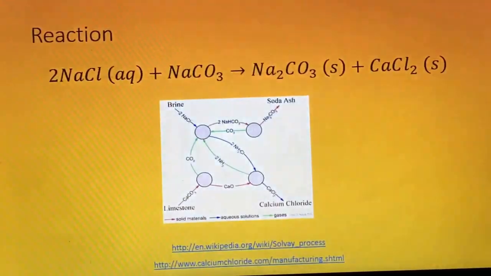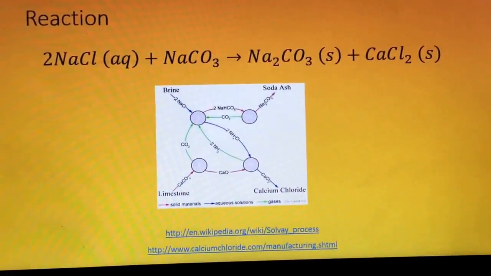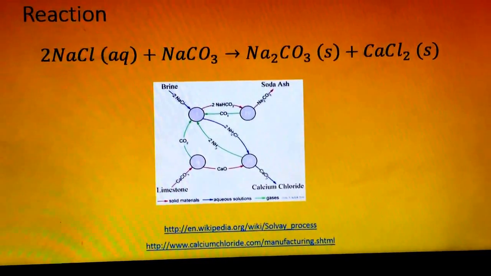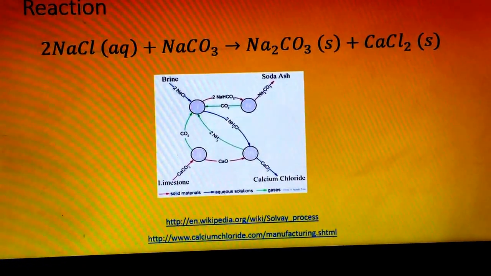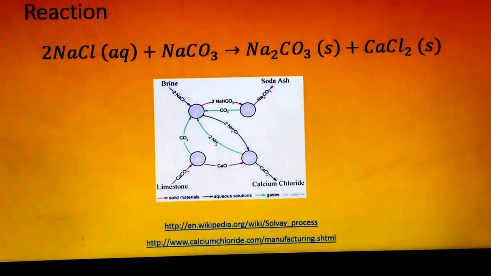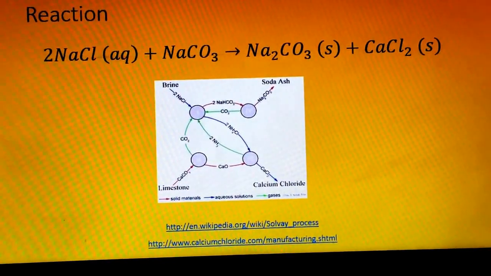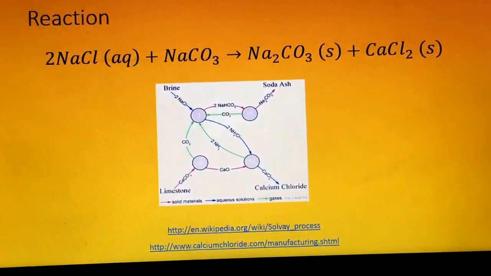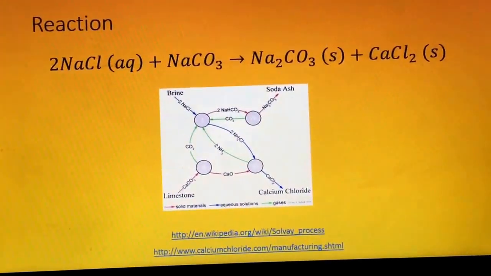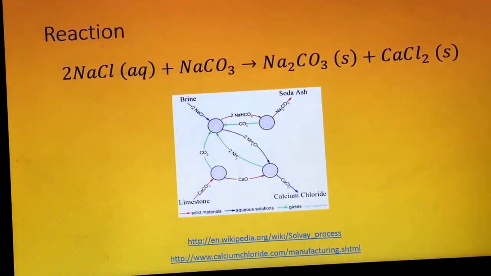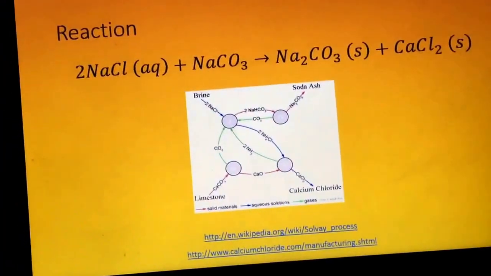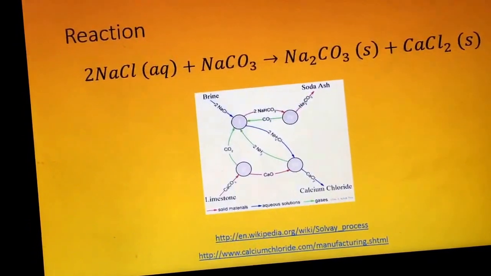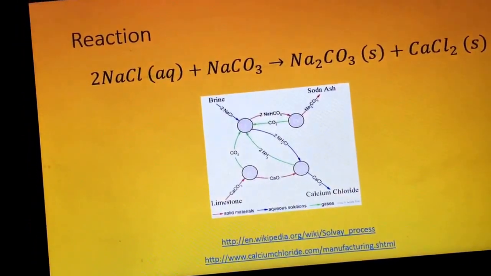So for my reaction, I chose to use the Solvay method of making CaCl2, and just to specify how it's actually made. So it's a double replacement reaction which begins with aqueous salt brine, which is just NaCl, and solid NaCO3. And so then it's present in deposits of limestone.